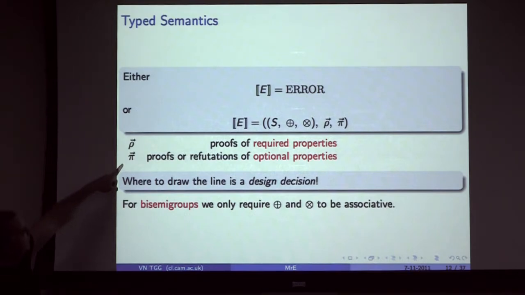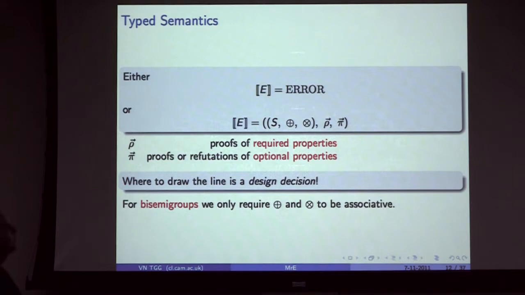And then we have these proofs or refutations of optional things. So for example, suppose something like commutativity of the multiplication is optional. Well, then we would either have here a proof that it is commutative or a refutation, a proof that it's not commutative. Okay.